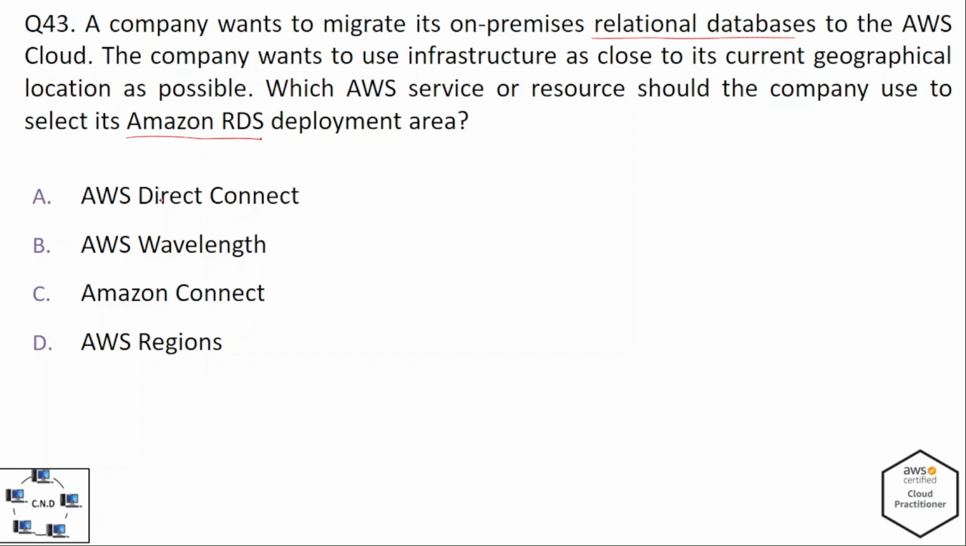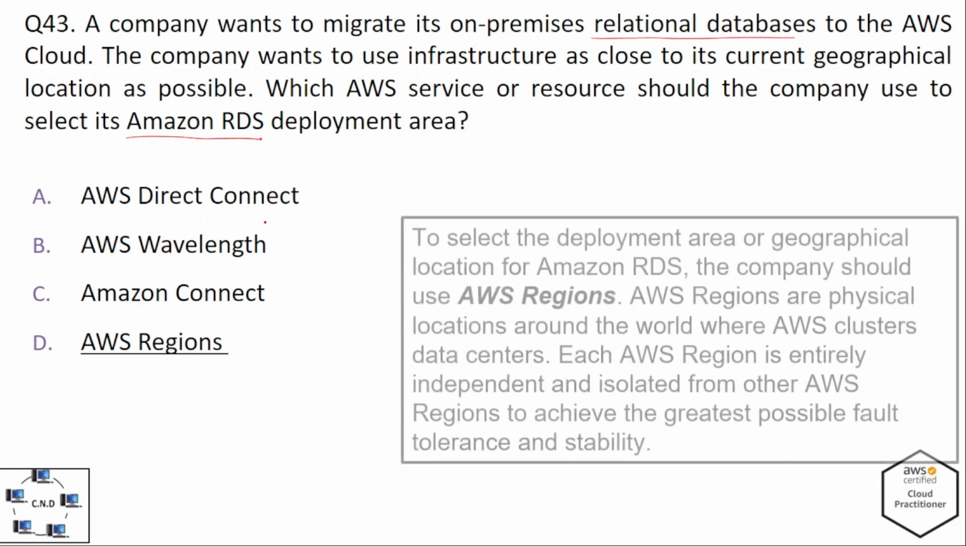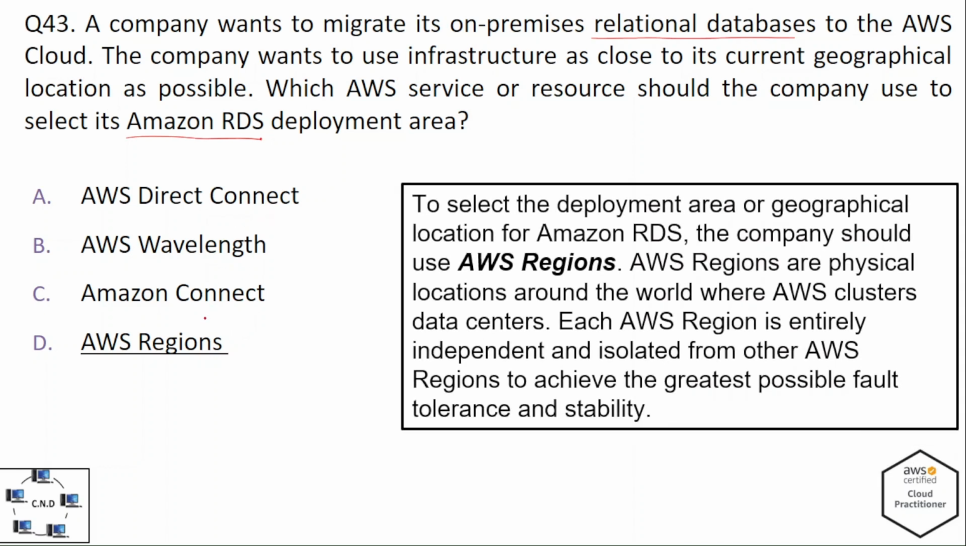The options are A. AWS Direct Connect, B. AWS Wavelength, C. Amazon Connect, and D. AWS Regions. And the correct option is AWS Regions. You can deploy your database in AWS Regions by selecting the region that is closest to you. So to select the deployment area or geographical location for Amazon Relational Database Service, the company should use AWS Regions.